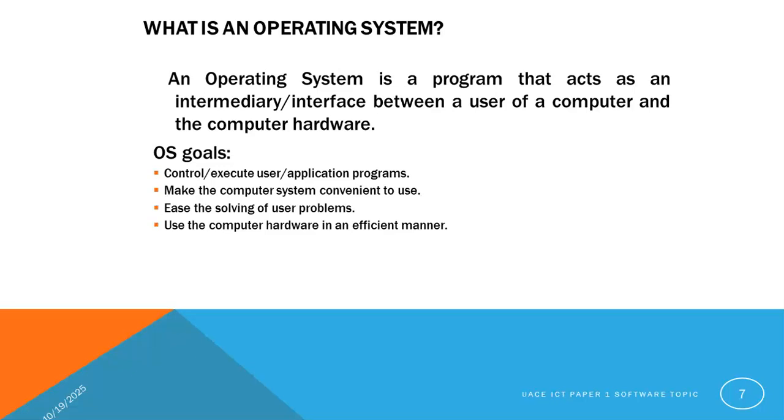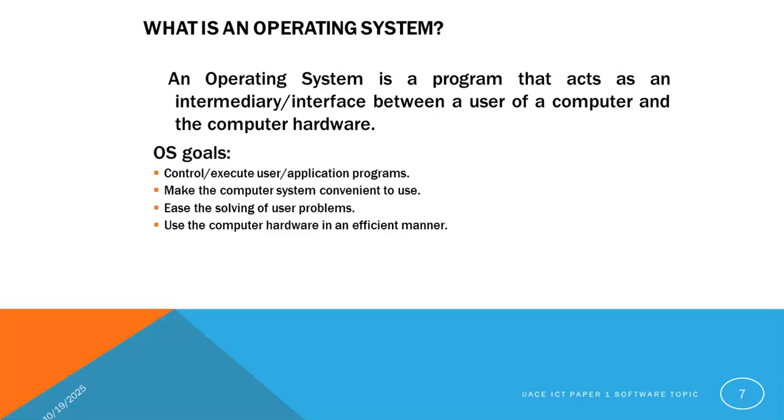Let's talk about what an operating system is now. This is a program that acts as an intermediary or an interface between the user and a computer. Anytime a user is going to interface with the computer, there is that intermediate part, and it is played by the operating system.